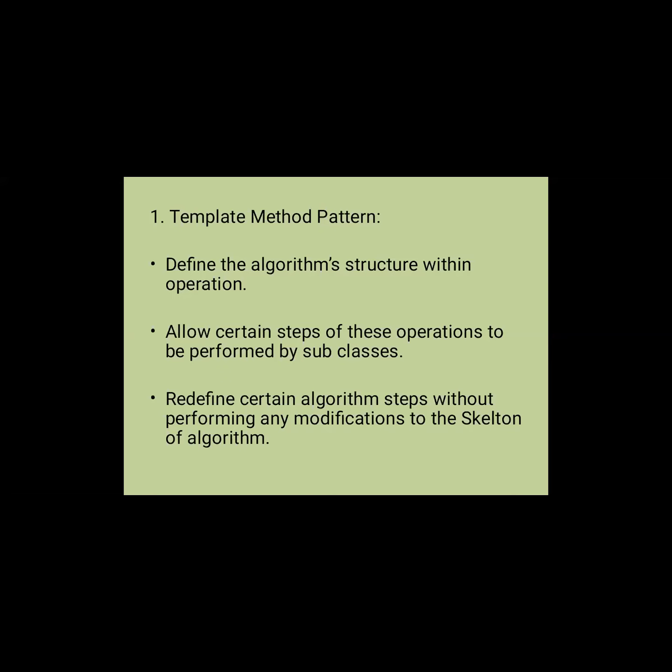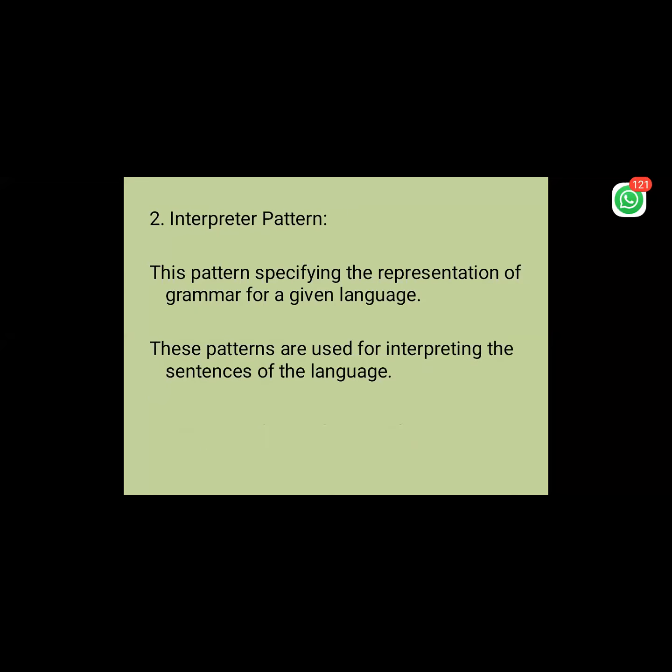In the same way, the template method pattern gives us a template. It allows certain steps of these operations to be performed by subclasses, and redefines certain algorithm steps without modifying the skeleton of the algorithm. So here we redefine the algorithm. What is an algorithm? A set of steps.